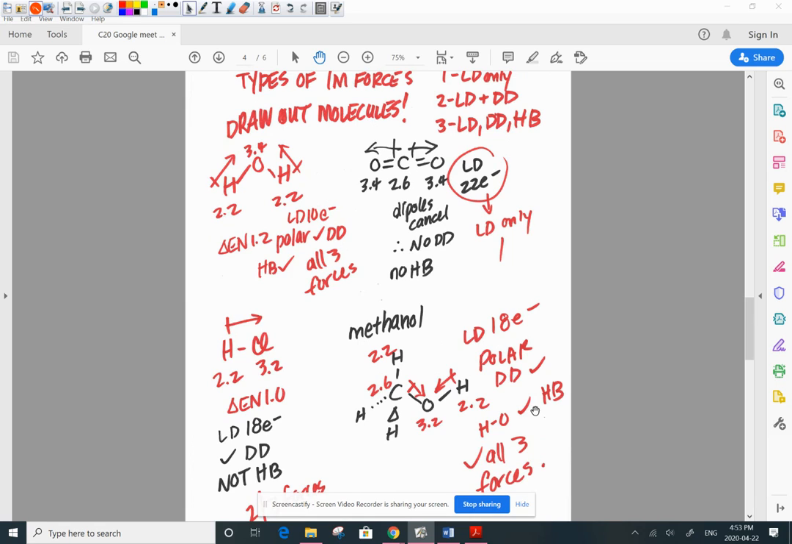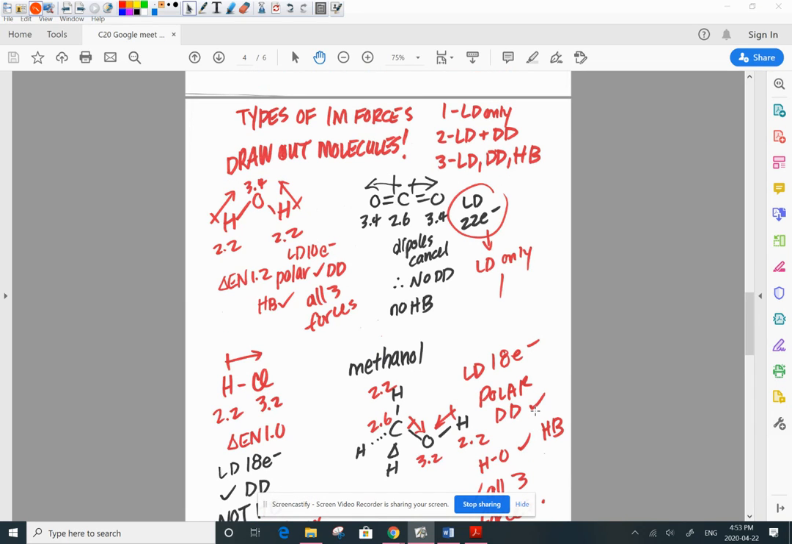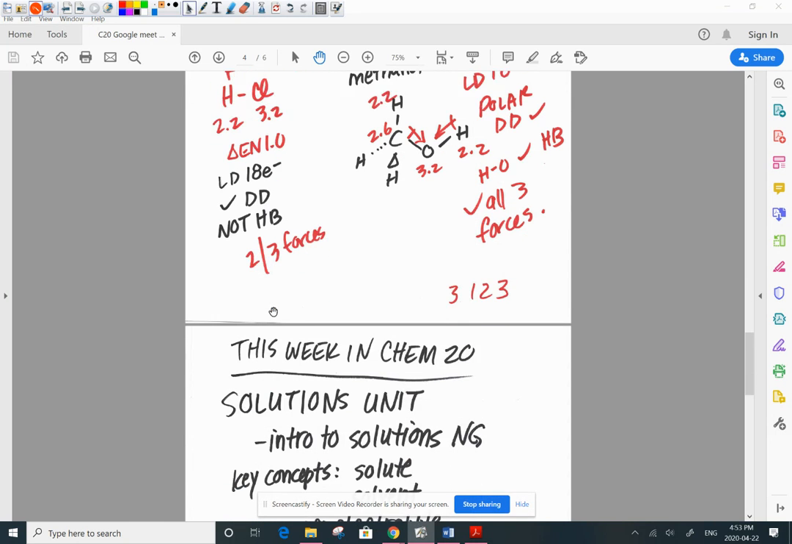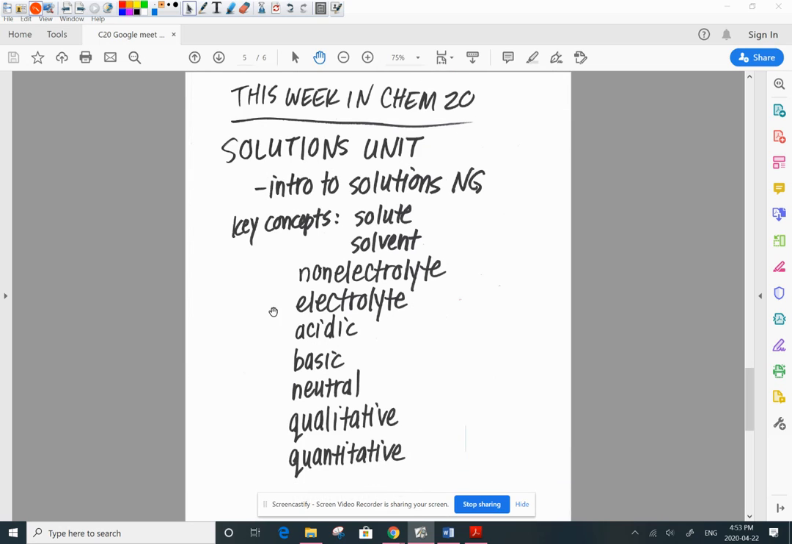You had to draw them out, and you've got to go through each and every one of these and decide how many electrons it has. Is it polar or not? Does it have hydrogen bonding or not? The more forces it has, that's responsible for higher boiling point, solubility, etc.